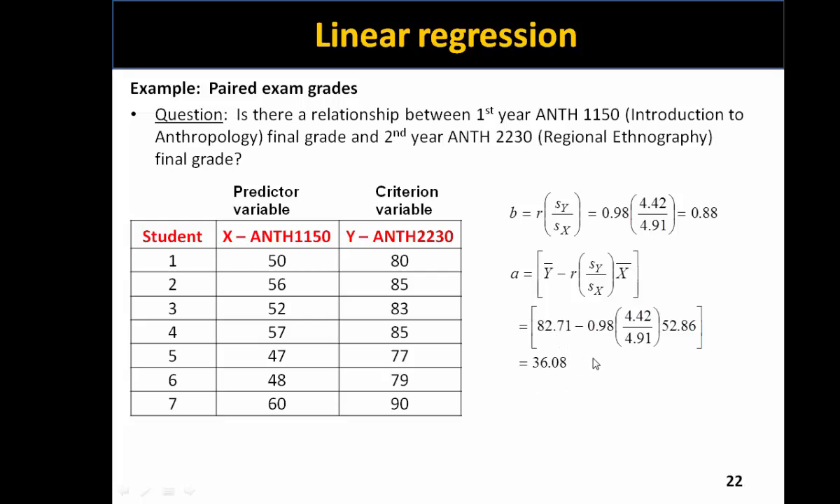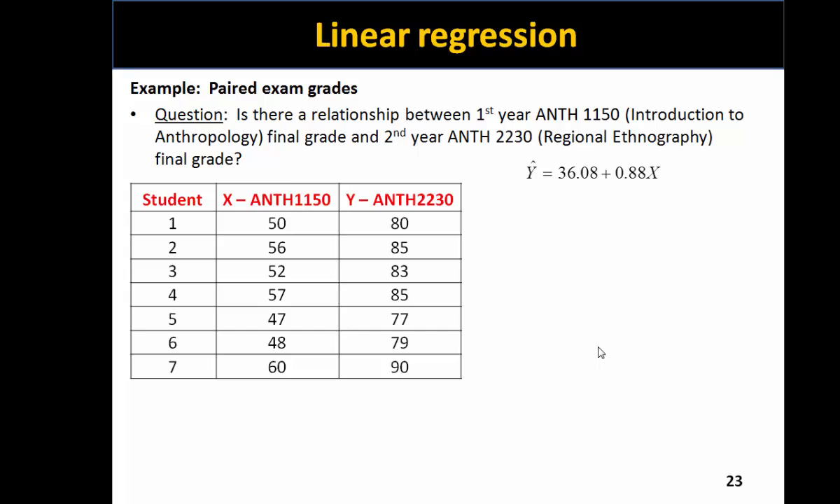So we performed the multiplications here first, and then we do the subtraction with 82.71, and we end up with a value of 36.08, and we then substitute those to arrive at a final model or a final equation of y hat equals 36.08 plus 0.88x. And so moving forward, we can then predict the outcome of the score in the second year anthropology course given the final score in the first year anthropology course.